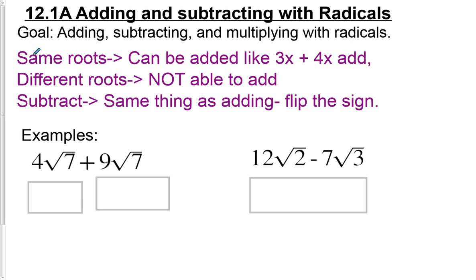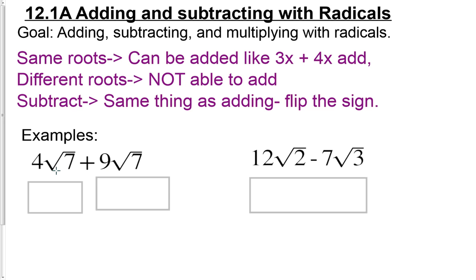So talking about adding. In order to add, for an example, 4 square root of 7 plus 9 square root of 7, for us to be able to add things together, they need to have the same square roots. So in this case, 7 needs to match for us to add. Then we'd be adding just like this was 4x plus 9x. I did the example 3x plus 4x, but we have 4 root 7 plus 9 root 7. We're going to add 4 and 9. We need the square roots to match to do this.